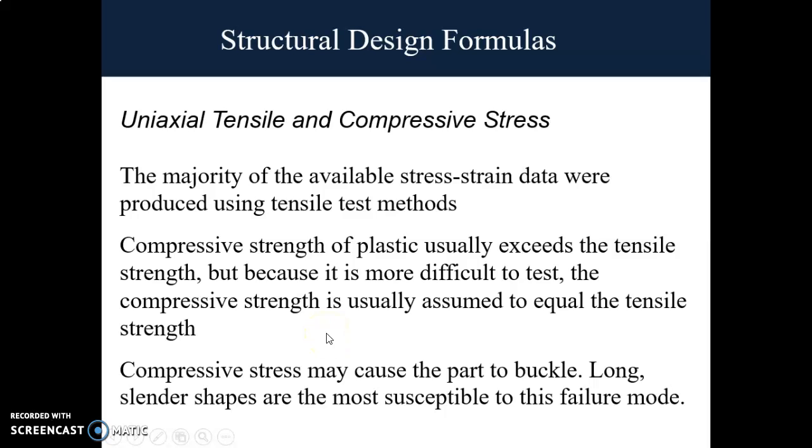Kita tengok tensile and compressive stress. Because most plastic part failures are tensile failures, and this failure mode is easy to test, the majority of the available stress strain data were produced using tensile. Compressive strength of plastic usually exceeds the tensile strength, but because it is more difficult to test, the compressive strength is usually assumed to equal the tensile strength, which is a conservative assumption.